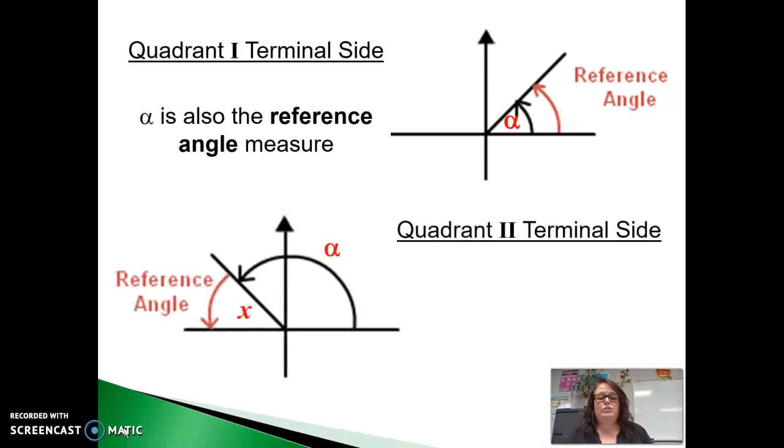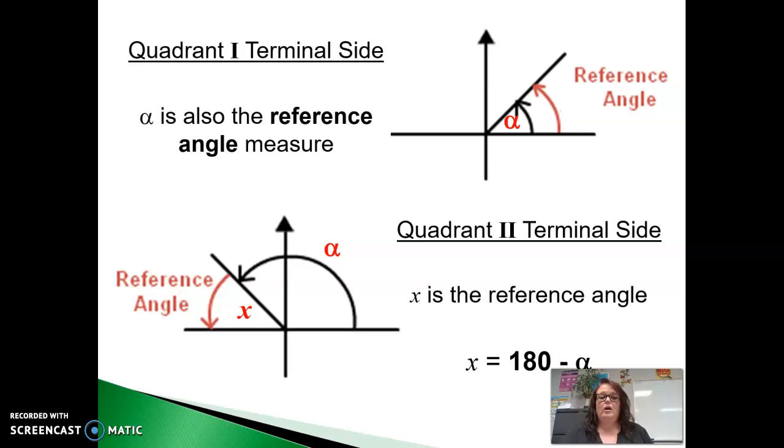If you're in quadrant 2, now your alpha is larger than 90. So we have to figure out this angle measure from the terminal side to the closest part of the x-axis. So x is your reference angle. Notice alpha plus x gives us 180, and so that makes x 180 minus alpha.